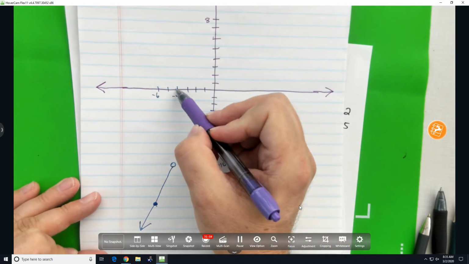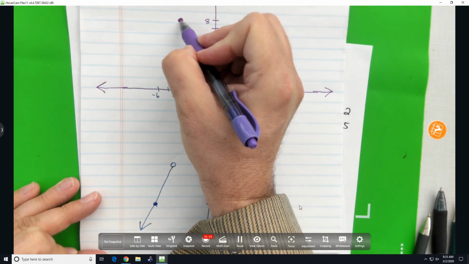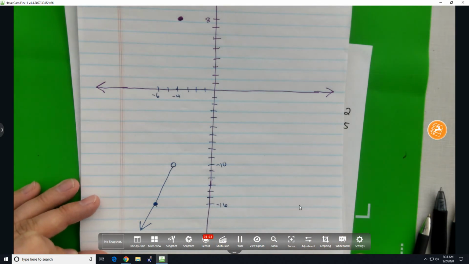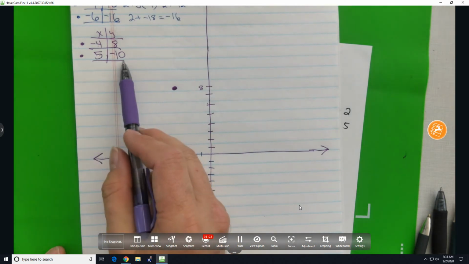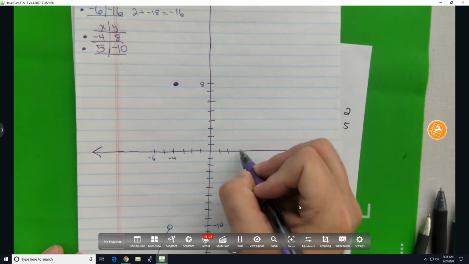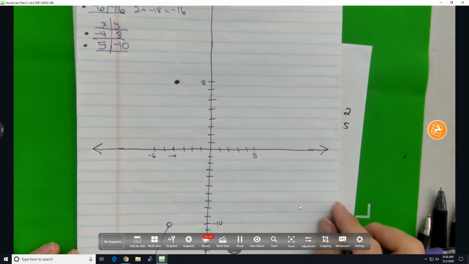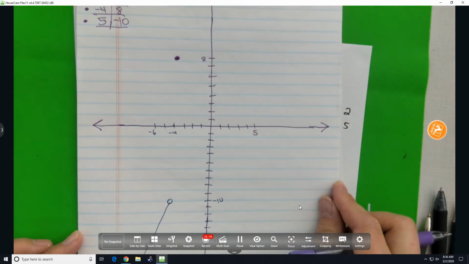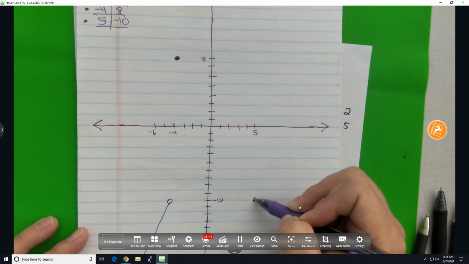So at -4, I go up +8. I have a closed dot. And then what's the other point? 5, -10. Count to the right 5. I go down 10. And what sort of dot do I have here? Another positive dot. Closed dot.